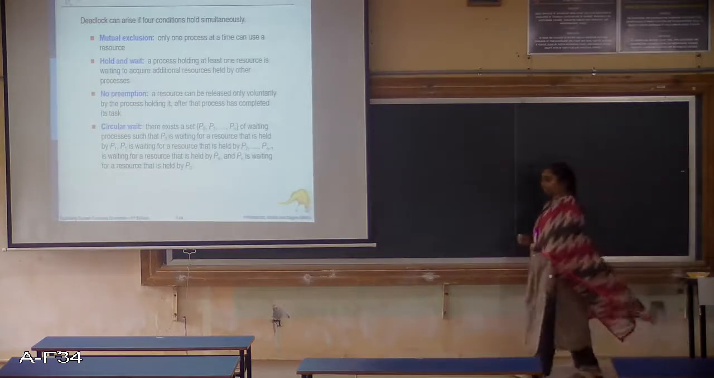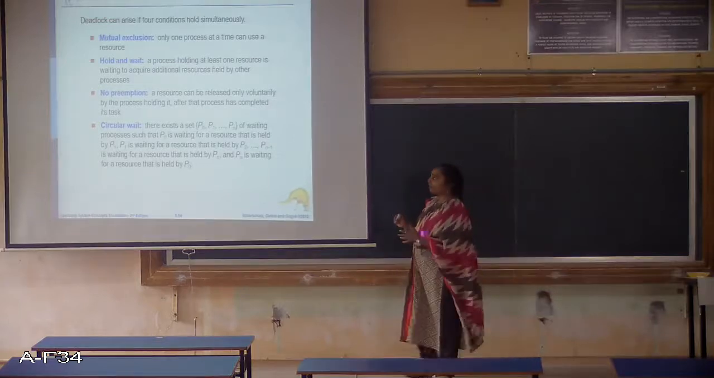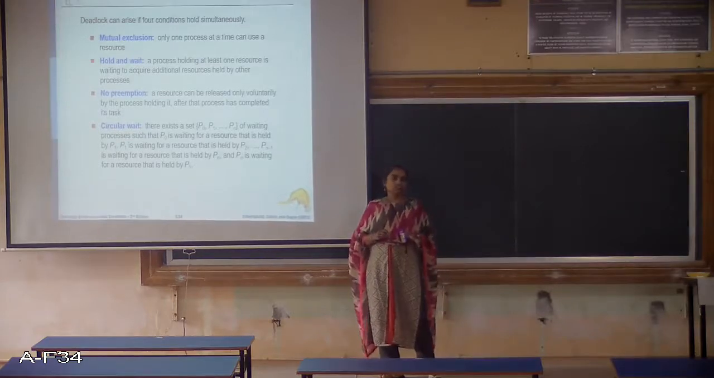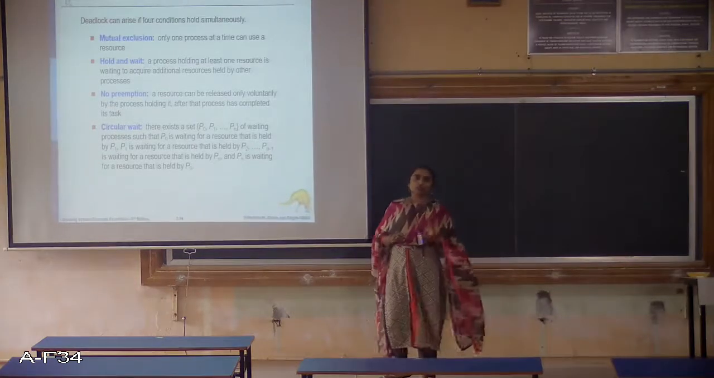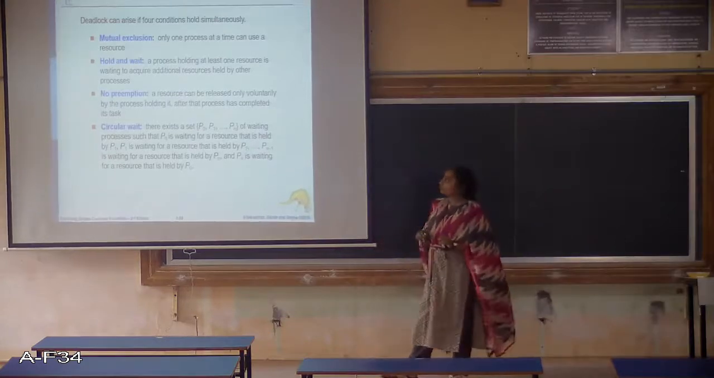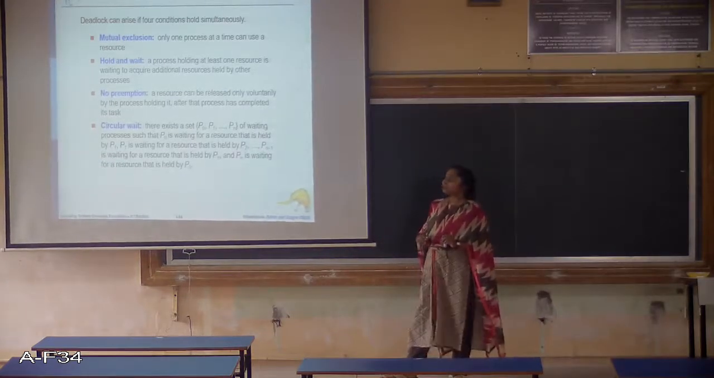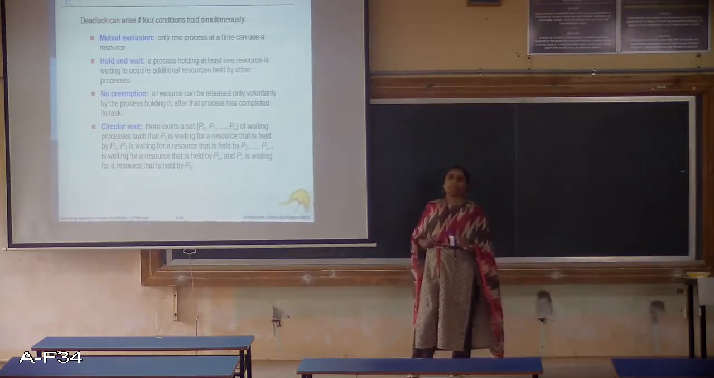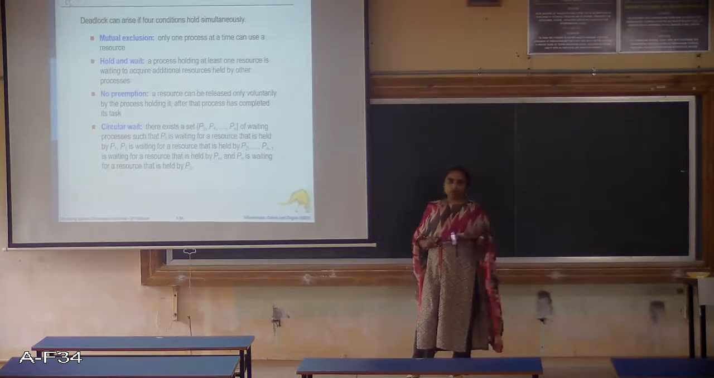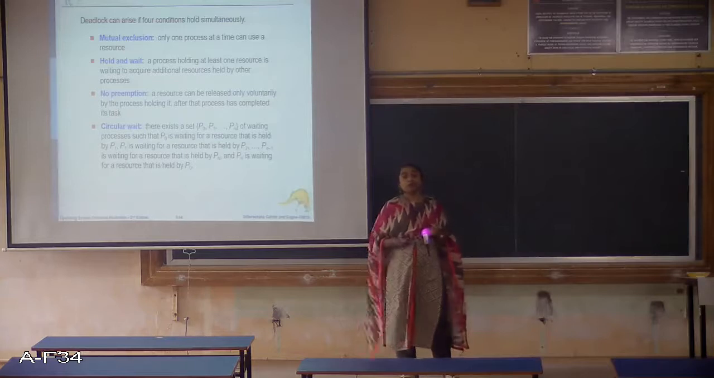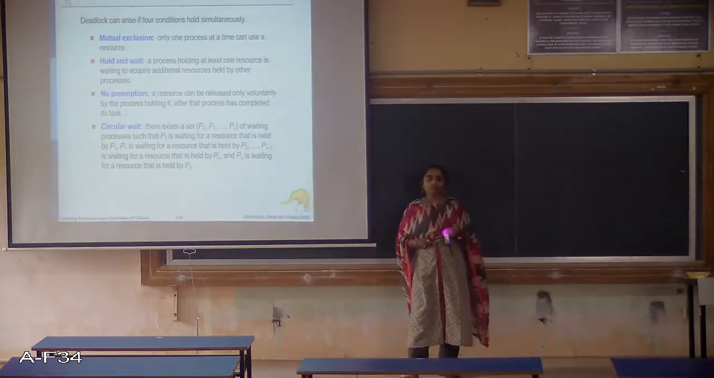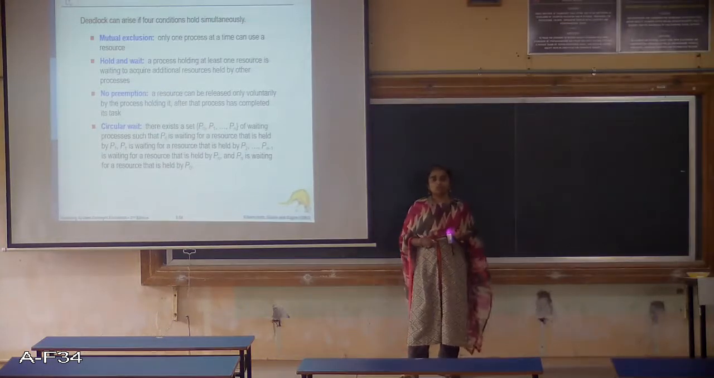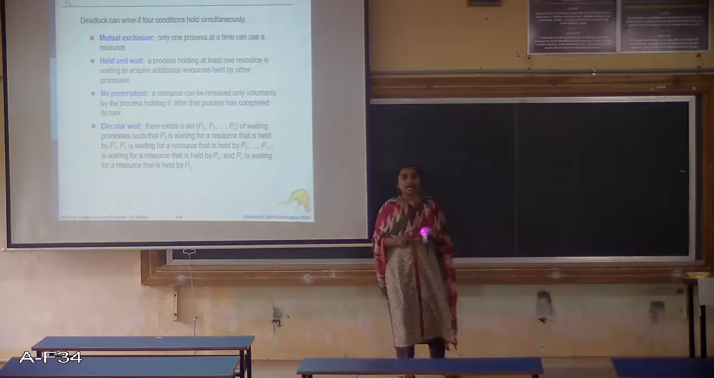So what are the necessary conditions for deadlock to occur? If these four necessary conditions are present in the system, then there is a possibility of the processes going into deadlock. What are those? First one is mutual exclusion. If processes hold a resource without sharing it with somebody else, and it is a resource which another process also requires, then there can be a situation of deadlock. Not all resources are shareable. Only some resources are shareable, like your hard disk.